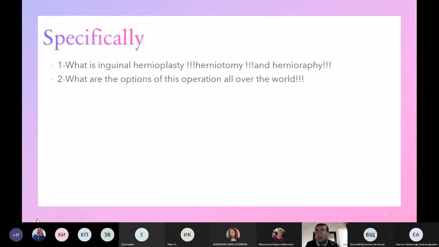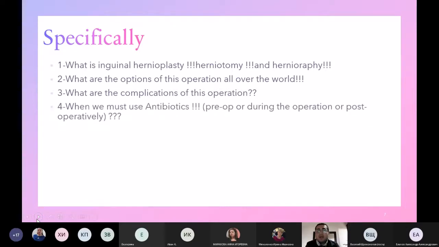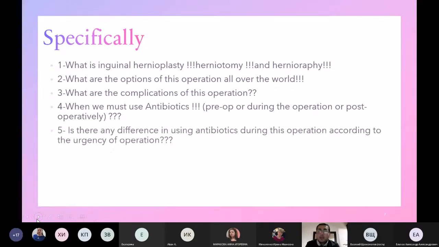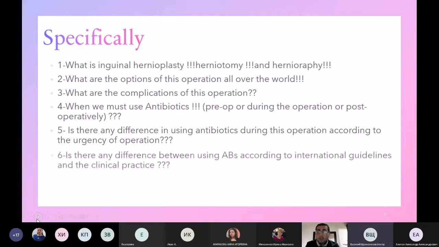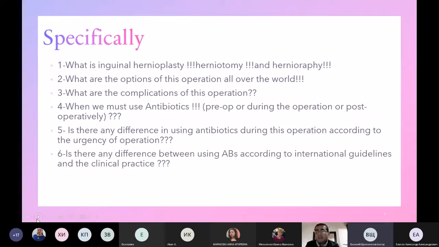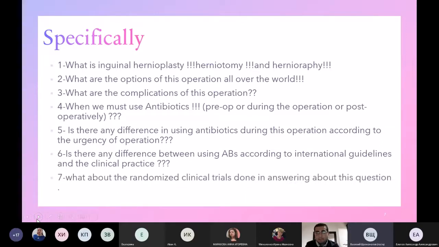What is inguinal hernioplasty, herniotomy, herniorrhaphy? What are the options of operation all over the world? What are the complications of this operation? And when must we use antibiotics: pre-operatively, during the operation, or post-operatively? Is there any difference in using antibiotics during this operation according to the urgency of the operation? Also, is there any difference between using antibiotics according to the international guidelines and the clinical practice?